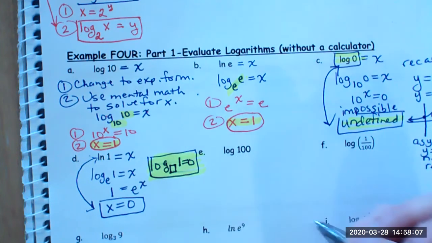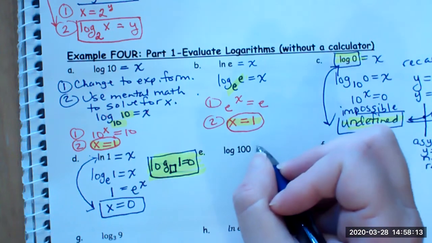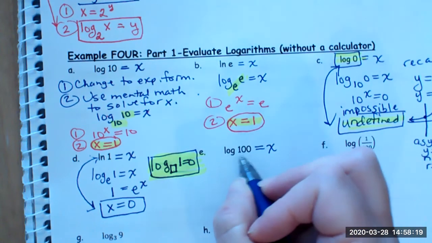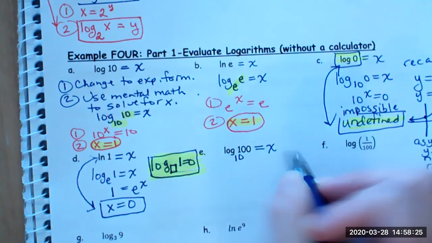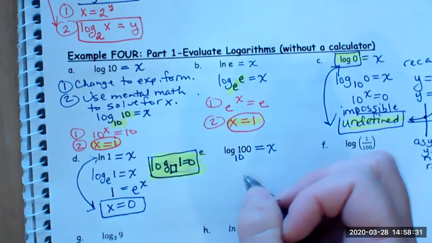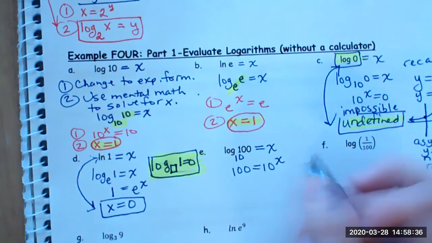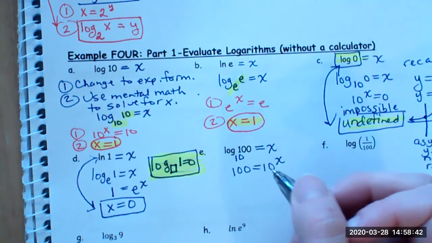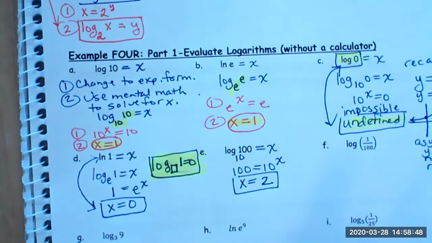So try this one on your own for a moment before you continue the video. So I'm going to say equals x. And again, I know that I've got an understood base 10 here, so I can fill in that understood base 10. And to figure out the value of x, I'm going to change it to exponential form. So I know that 100 is equal to 10 to the x. And of course, if I think to myself, what number do I have to raise 10 to get 100? The answer is 2. So I know that my answer to this question is 2.